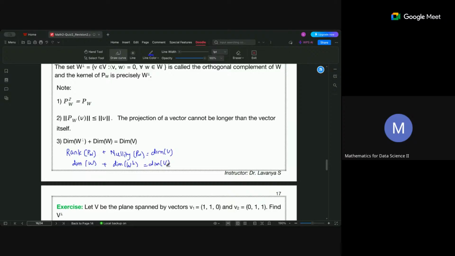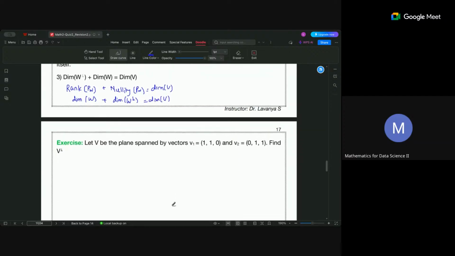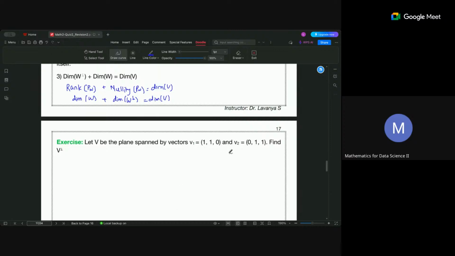Let V be the plane spanned by the vectors V1 and V2. V1 is (1, 1, 0) and V2 is (0, 1, 1). How do you find V perp? If it is just one vector, it is very easy. Suppose only V1 is given. You take a vector (x, y, z) and do the dot product with (1, 1, 0). You will get x plus y equal to 0. Now you have one more equation.